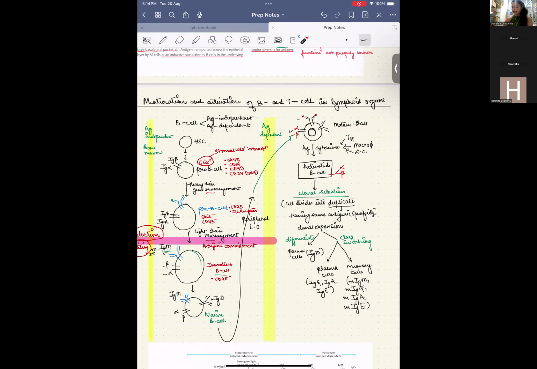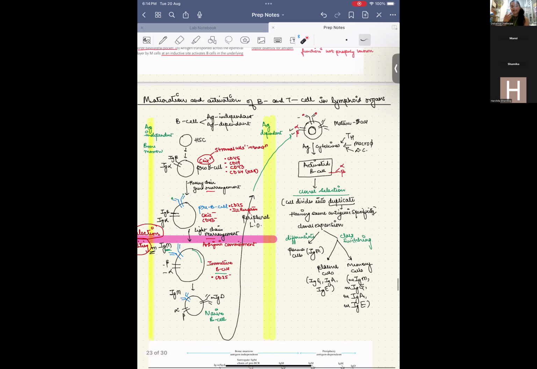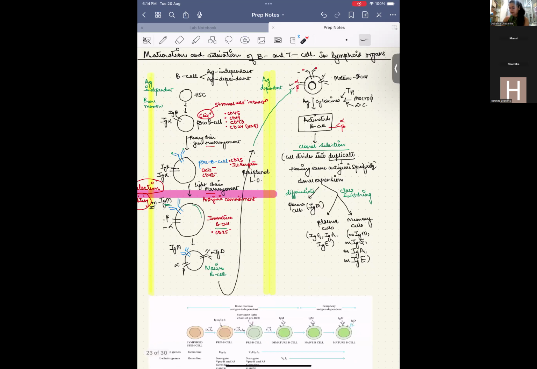These mature B cells have a particular immunocompetency, which means that they can recognize antigens of a particular make. And whenever such an antigen is encountered by them, in the presence of certain desirable cytokines released by certain other helper cells, they are activated.